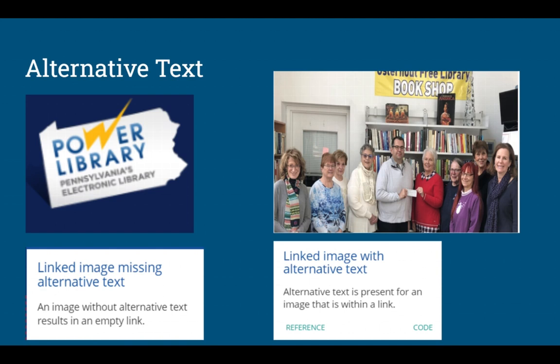Again, we have issues on our website with alternative text. So if you look at the first image of Power Library and its logo, we'll see that it is a linked image missing alternative text. In other words, if a person who was blind or visually impaired was trying to click around on the website and see what they could access, they would have no information on what is included in this photo. So the resources that this photo provides would not be able to serve the patron.